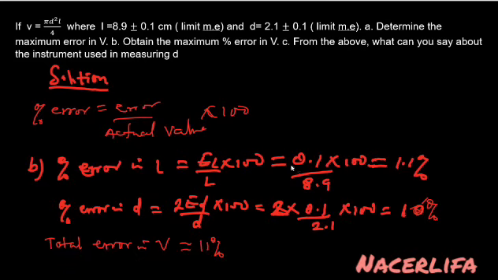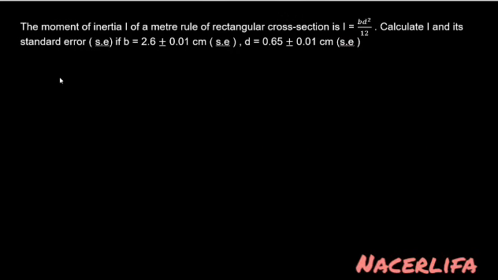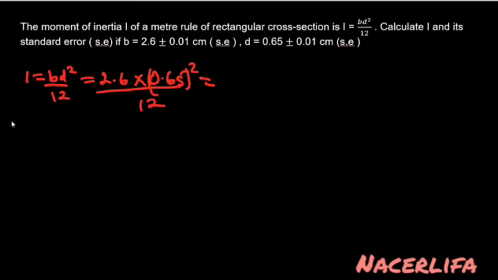So let us look at the next question. This problem is asking us to calculate I and its standard error. So how do we go about this? To calculate I, it is given as B D squared upon 12. The actual value of B is 2.6 and D is 0.65. We square it upon 12. Once we do this math, we have approximately 0.09.